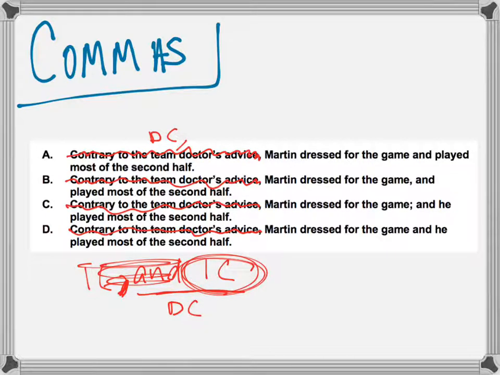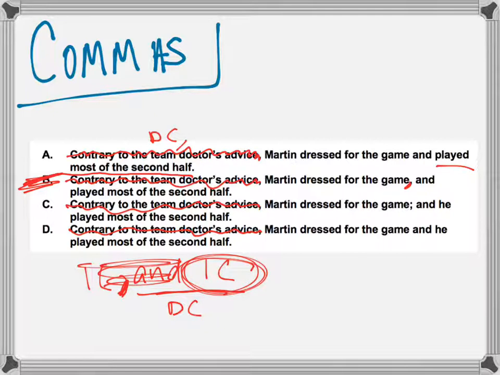So answer choice A is "Martin dressed for the game and played most of the second half." So let's check if I would need a comma after this, right? If you look at answer choice B, it has the comma and A does not, right? So let's ask ourselves, is "played most of the second half" an independent clause or a sentence? It is not, so B is wrong. And A sounds really good at this point, right?